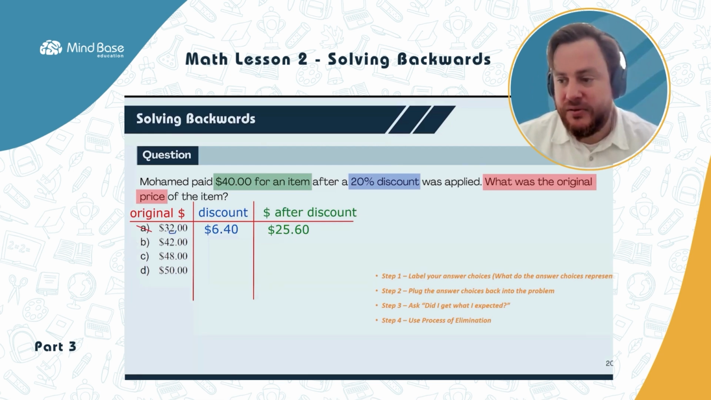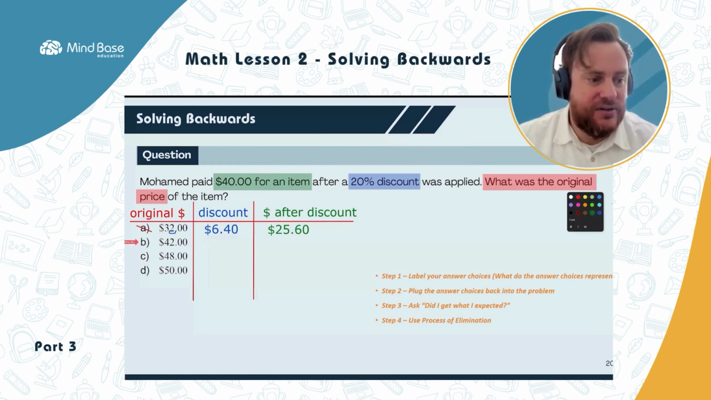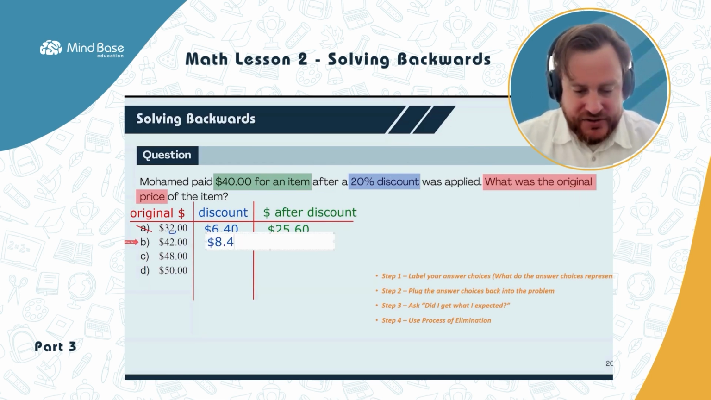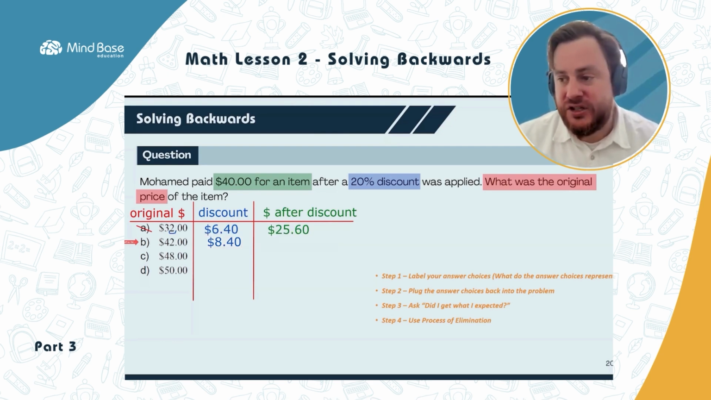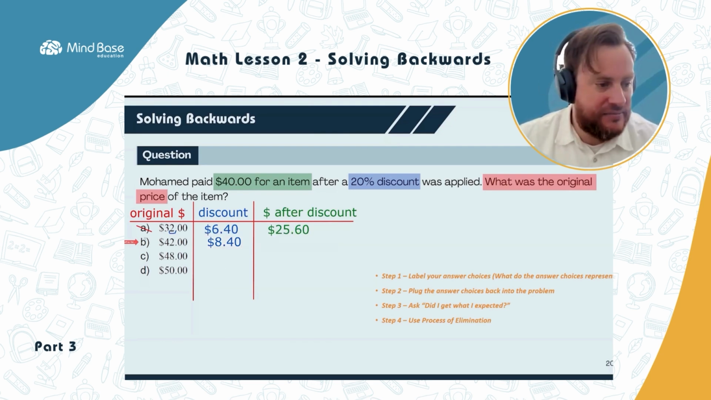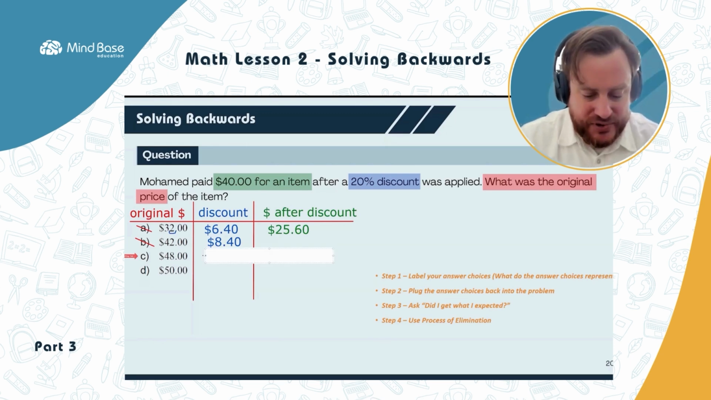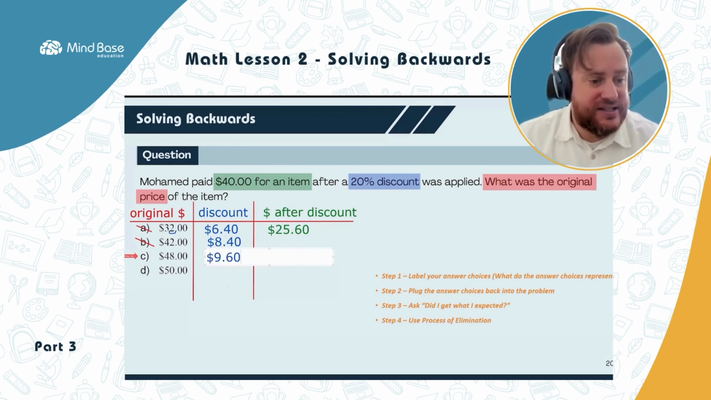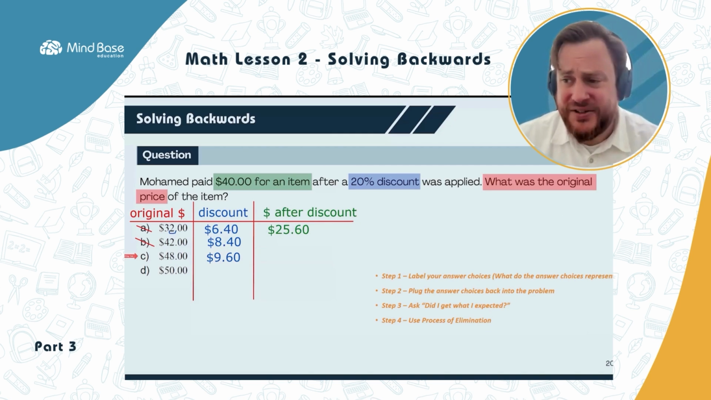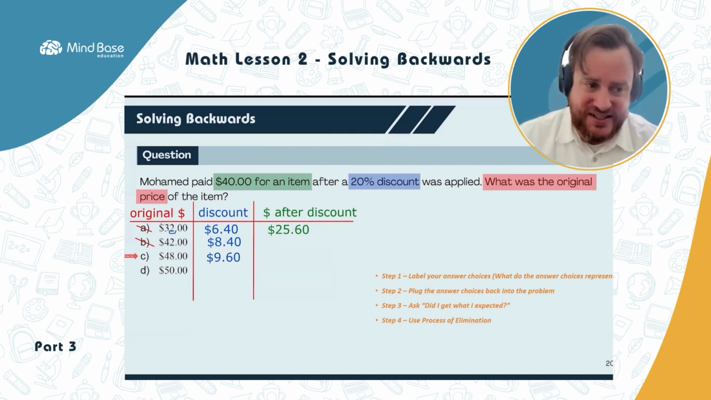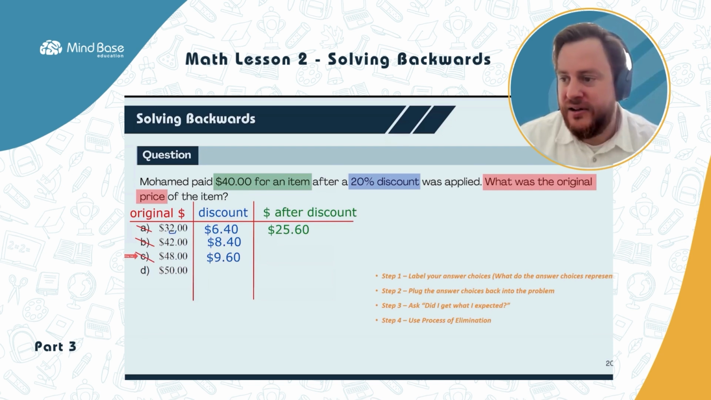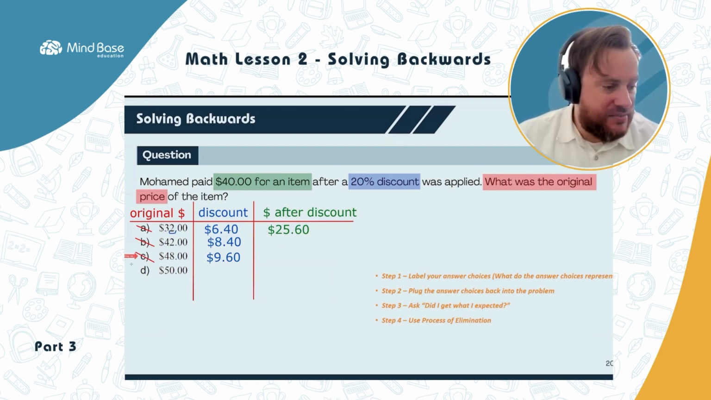Answer choice B, my discount is going to be $8.40. I'm not even going to do the subtraction action because I know I'm not going to get $40 when I subtract. I'm going to get much less. If we look at answer choice C, let's see, $48. If we take 20%, we're going to get $9.60. We're close, but I know that if I do the subtraction, I'm still not going to get $40. So I know the answer has to be D.